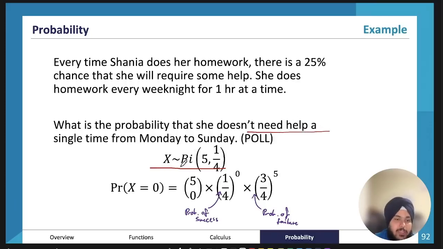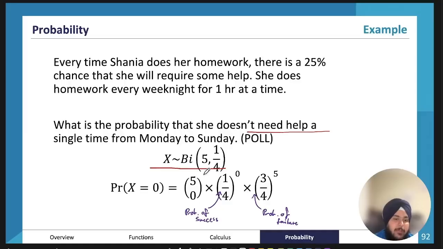So we know that it's binomially distributed, so we say X is approximately binomially distributed. And in brackets, what's the number of trials? Monday, Tuesday, Wednesday, Thursday, Friday, that's 5 trials. And what's the probability of success? What's the probability that she doesn't need help? There is a 25% chance that she will require help. You can do it two ways. The way that I've done it is the event is she does need help, so my probability of success is 1 over 4. And then I'm just finding the probability that X is equal to 0. Essentially she doesn't need help any of the nights, so X equals 0.